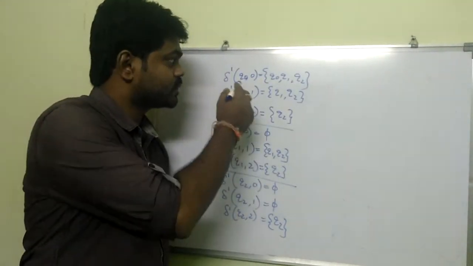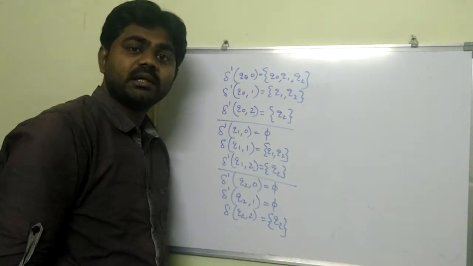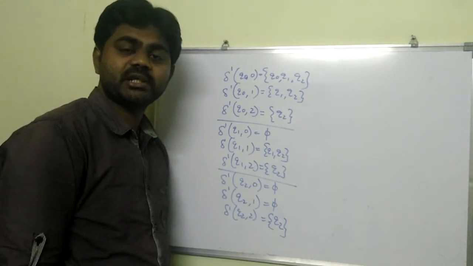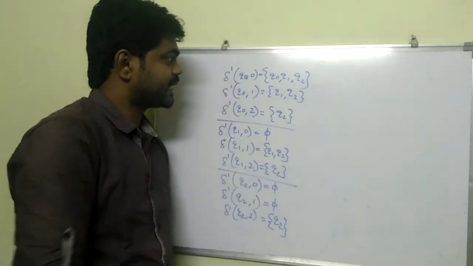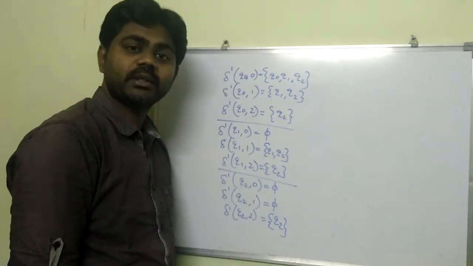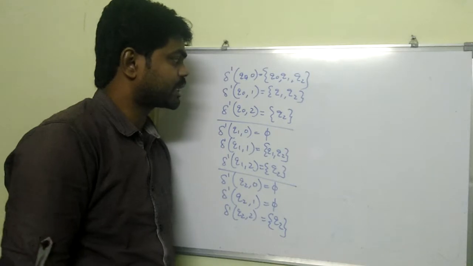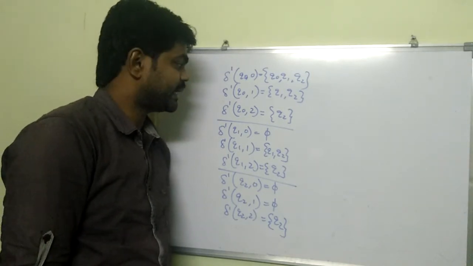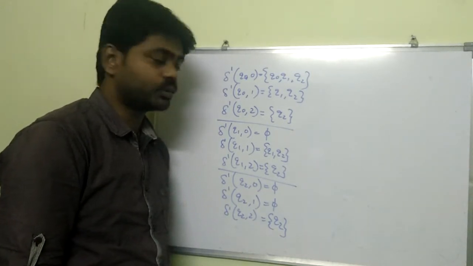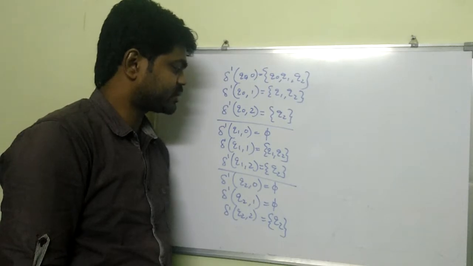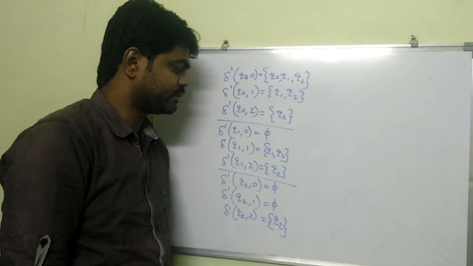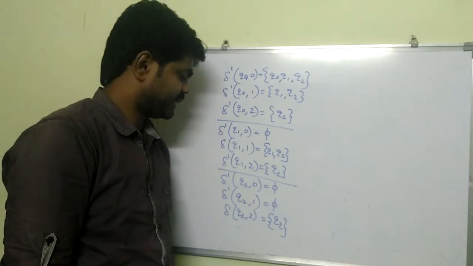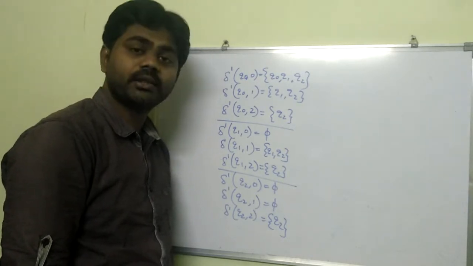Okay, so in this way we will do all the transitions here. So I wrote all the 9 transitions here. Delta dash of Q0 comma 0 we got Q0 Q1 Q2. Delta dash of Q0 comma 1 we got Q1 Q2. Delta dash of Q0 comma 2 we got Q2. In the same manner, delta dash of Q1 comma 0 we got null. Delta dash of Q1 comma 1 we got Q1 comma Q2. Delta dash of Q1 comma 2 we got Q2.